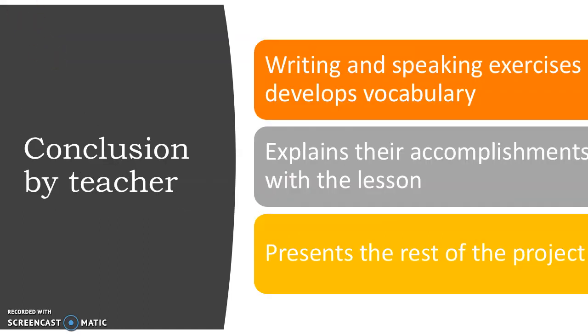After hearing every group, the class has automatically made a joint summary and the teacher is ready to conclude the lesson. As Schmidt mentions, with both writing and speaking exercises, one develops one's vocabulary. Learning and increasing vocabulary is the best way of mastering a second language. The teacher explains what the pupils have accomplished with the lesson and how the rest of the work with the book will unfold.